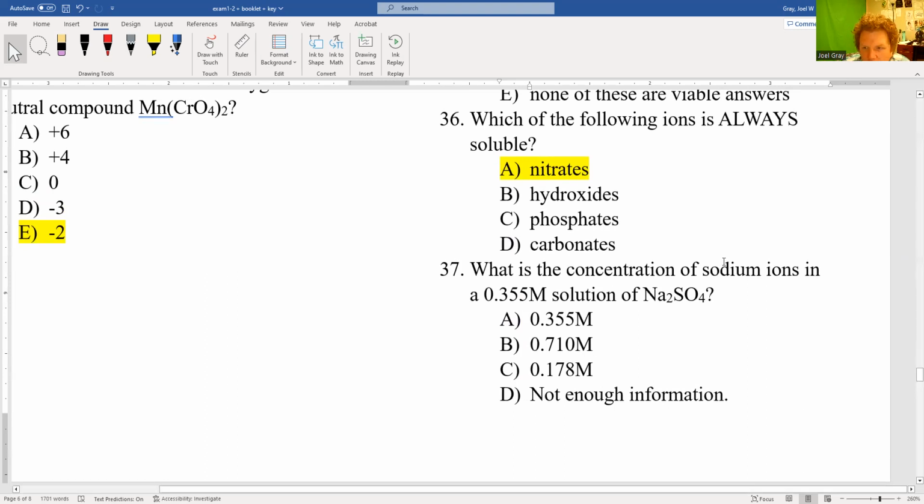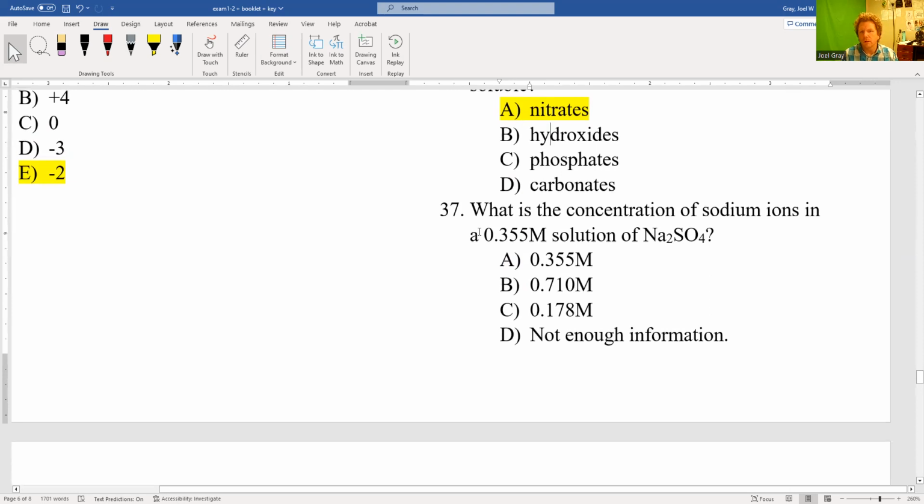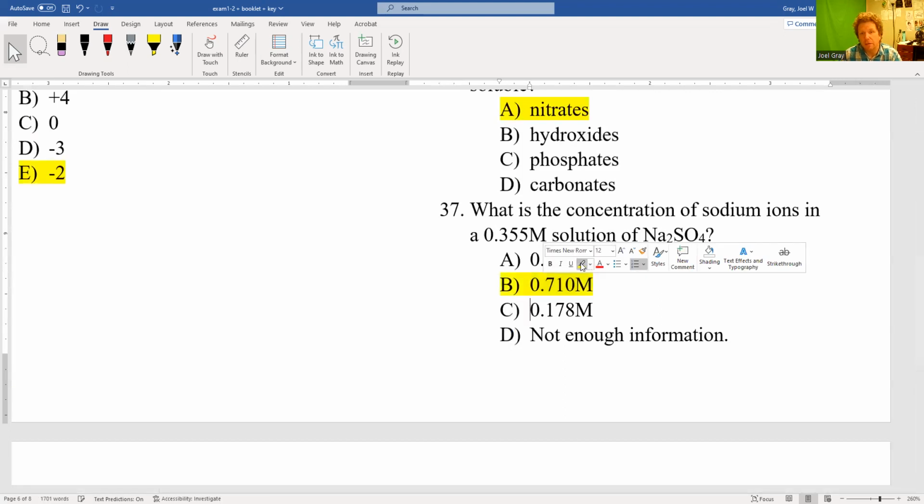Number 37. What is the concentration of sodium ions in a 0.355 molar solution of Na2SO4? Okay, so if our solution is 0.355 and we have Na2SO4, well, this compound is going to dissociate. This is an ionic compound. It will separate into Na, Na, and SO4. So that means two Na's. So whatever the concentration of Na2SO4 is, the concentration of sodium is going to double. So our best answer for this is B, 0.710.